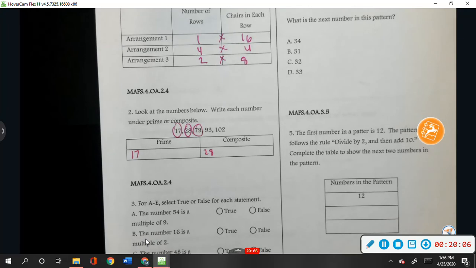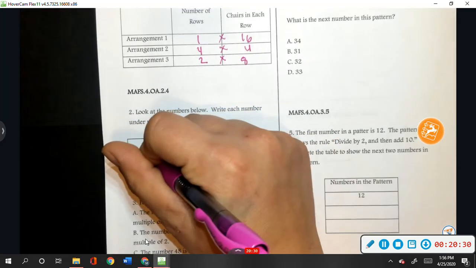79. We know 79 times 1 is 79. But does it have any other factor pairs? Think about it for a second. Pause the video if you have to. No. 79 does not have any other factor pairs, so it is considered prime.